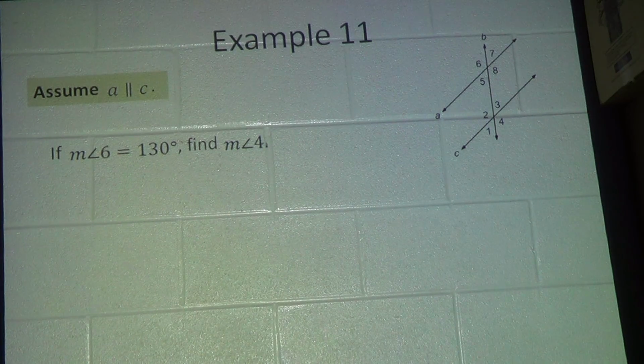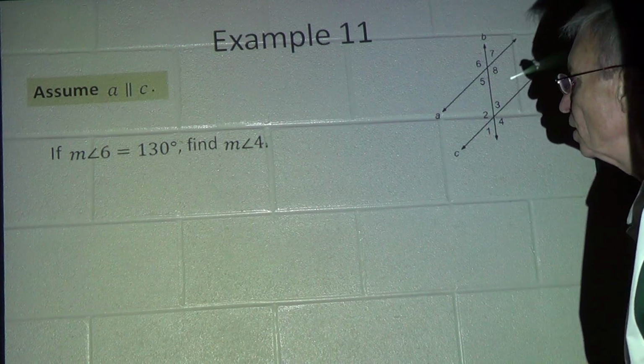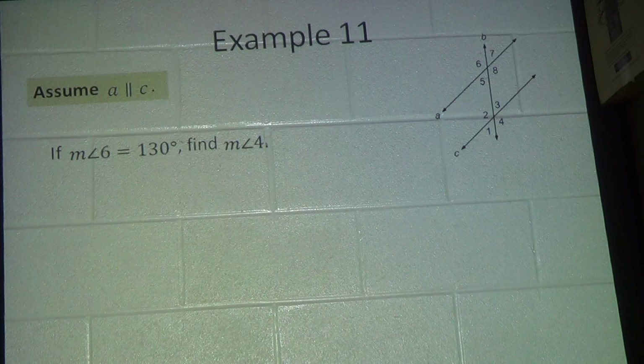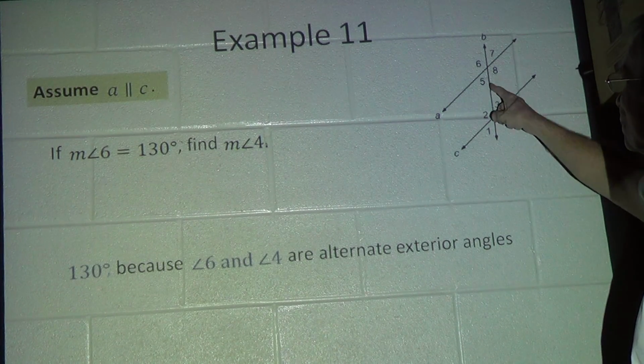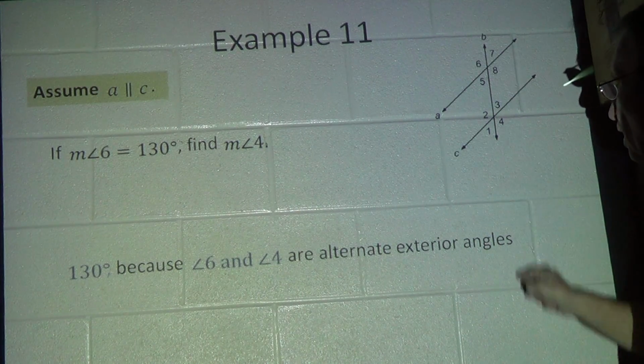Okay, so in this one, they're telling us that the measure of angle 6 is equal to 130 degrees. They want us to find the measure of angle 4. Okay, so here's what we do. It's 130 degrees because angle 6 and angle 4 are the same by alternate exterior angles.